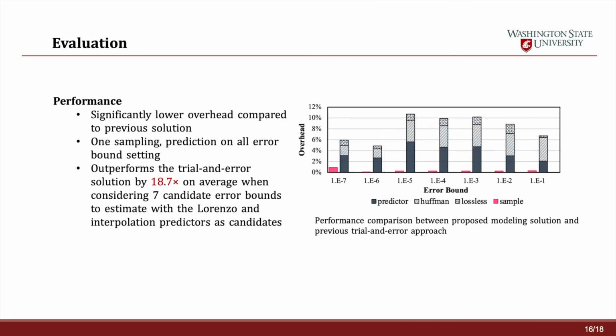And in terms of performance, our model actually provides significantly lower overhead compared to the previous solution. So on the right-hand side, you can see our solution compared with the previous solution, which is to sample blocks of data, then compress and decompress to figure out the estimated compression error for the entire dataset. Compared with the previous solution, our solution only needs one sampling to predict the compression ratio on all the other error bound settings. So you can see only the first red block is slightly higher than all the other red blocks afterwards. And also, our approach outperforms the trial-and-error solution by 18.7 times on average when considering 7 candidate error bounds and two predictor candidates, Lorenzo and interpolation.